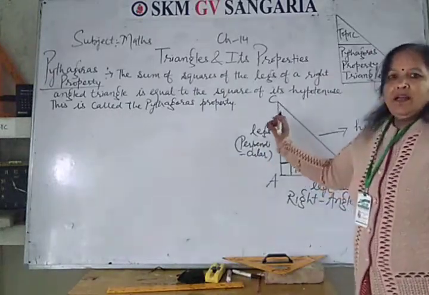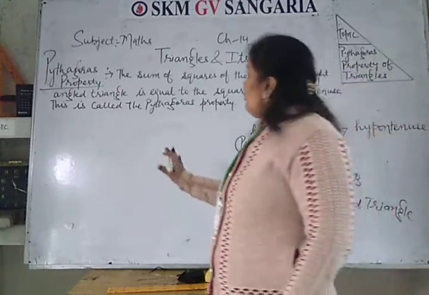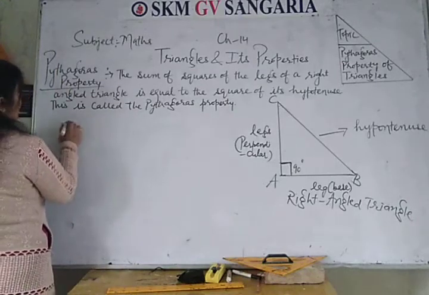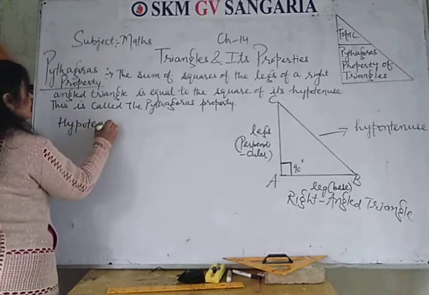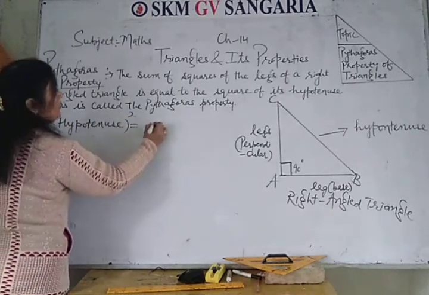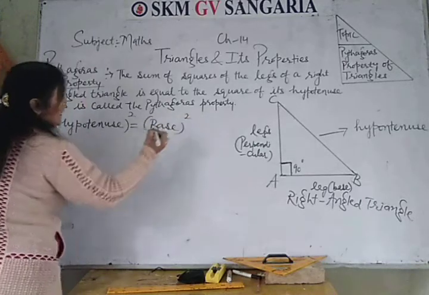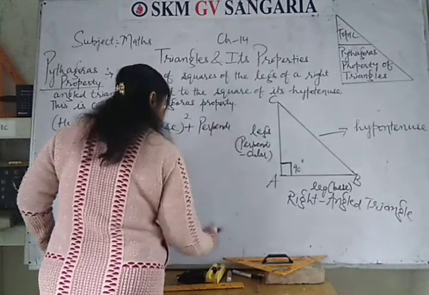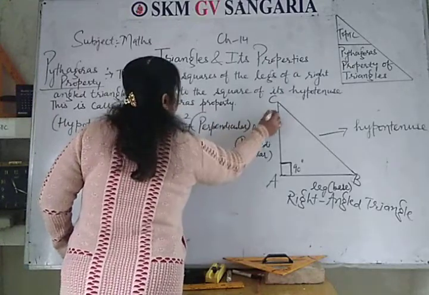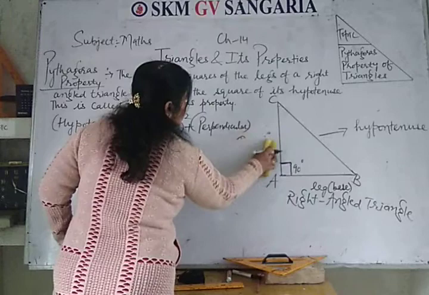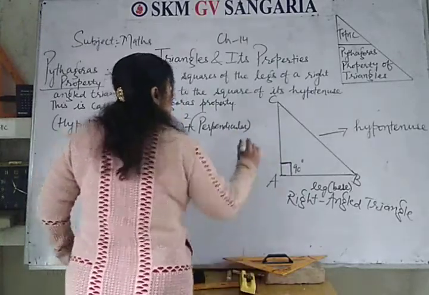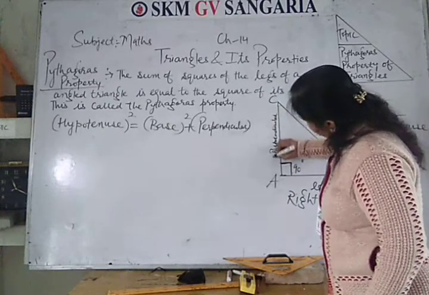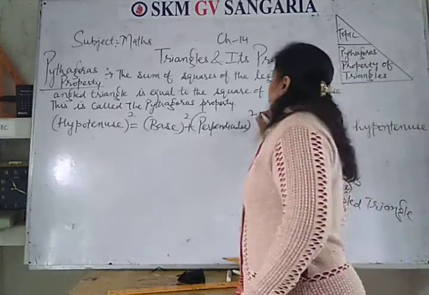So this is called the Pythagoras property. Mathematically we can write it as hypotenuse square is equal to base square plus perpendicular square. This is called perpendicular.